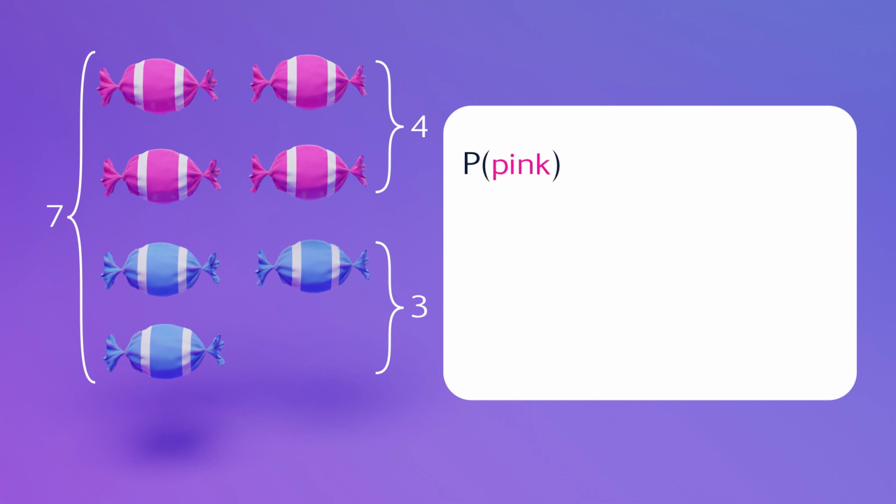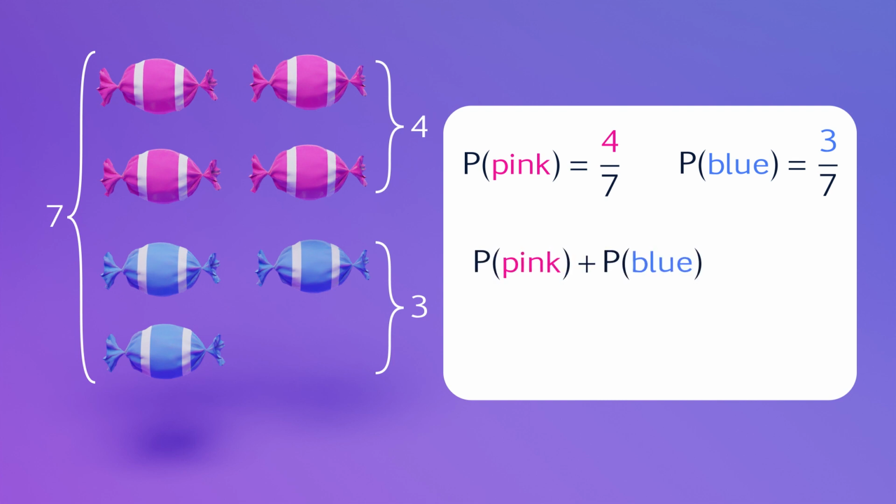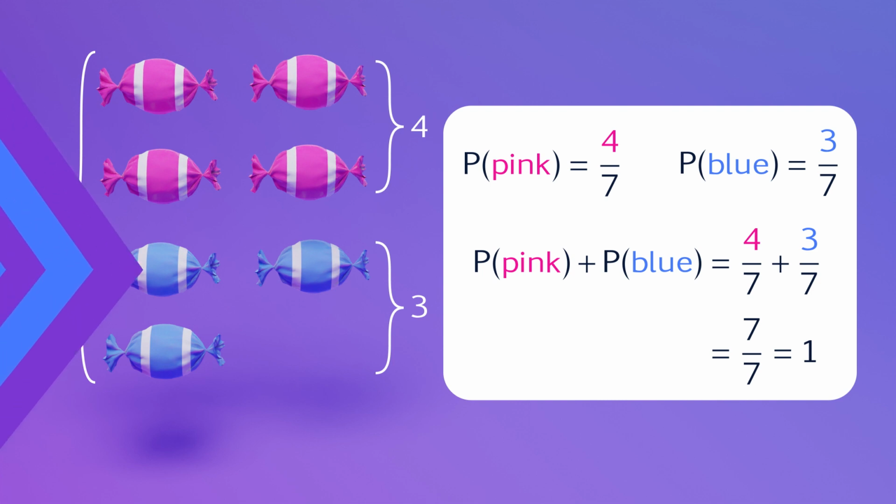Well, for the pink pieces, there are 4 favorable outcomes and 7 possible outcomes, giving you 4/7. For the blue candies, there are 3 favorable outcomes and 7 possible outcomes, which is 3 over 7. When you add these probabilities together, 4/7 plus 3/7, you get 7 over 7, or 1.